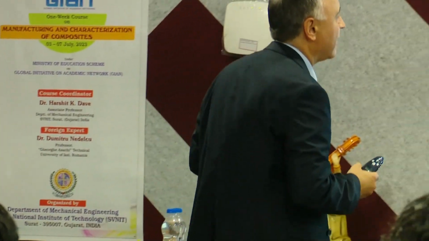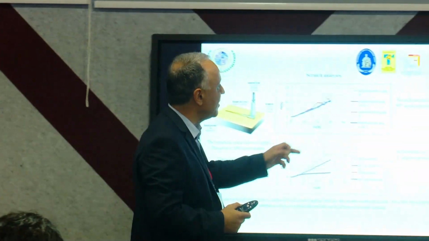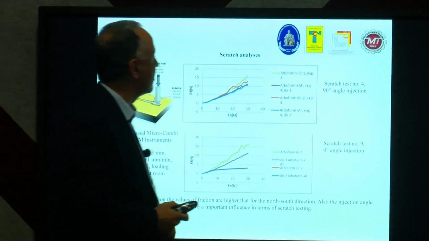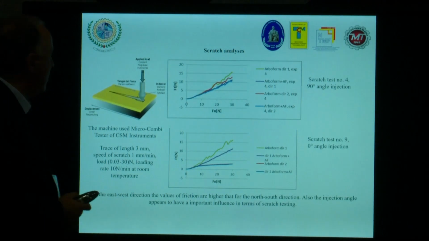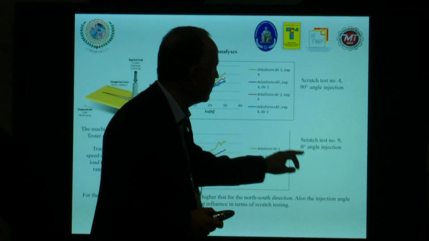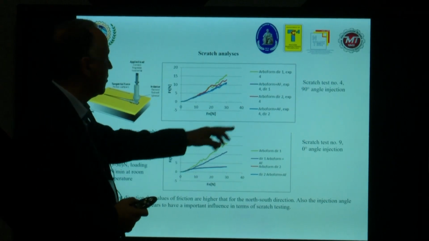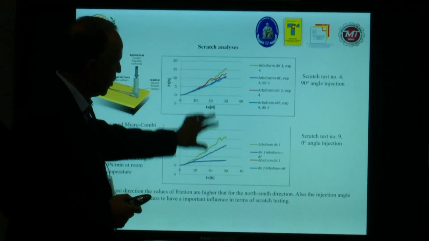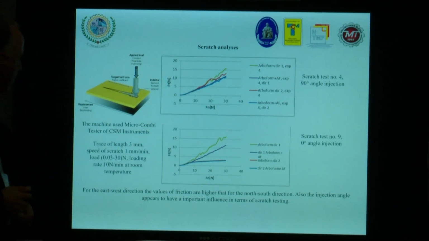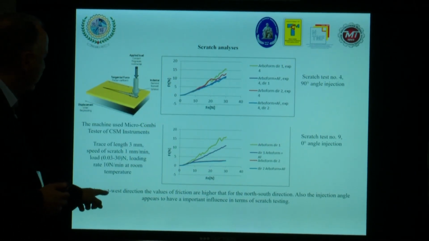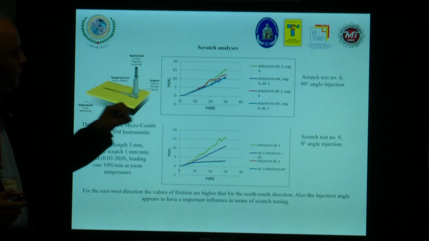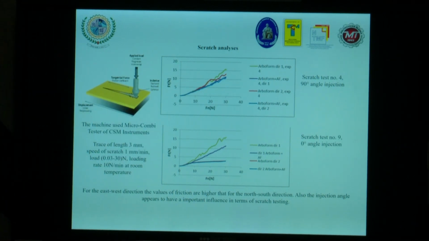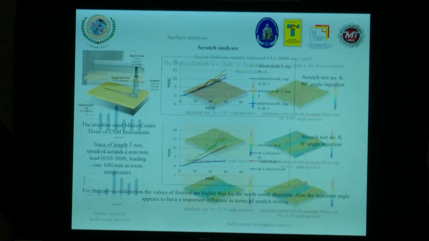Scratch analysis. You can see the scratch analysis we did, and I put here only a few results. In the case of test number 4 with a 90-degree injection angle, you can see the deviation in the diagrams. Also, you can see the results in the case of scratch with zero-angle injection molding. Of course, more or less the results will be the same. The conclusion: from east to west direction, the friction values are higher compared with the north-south direction, because of the injection angle that we used.